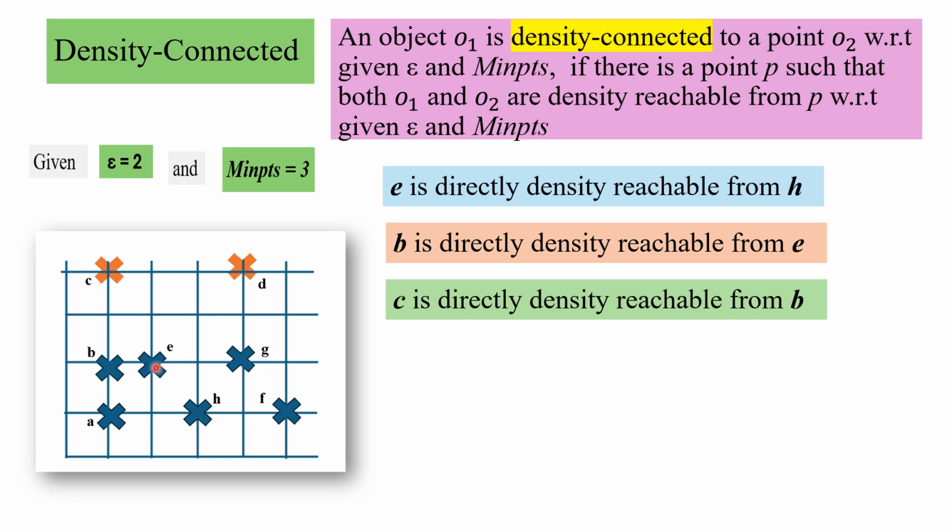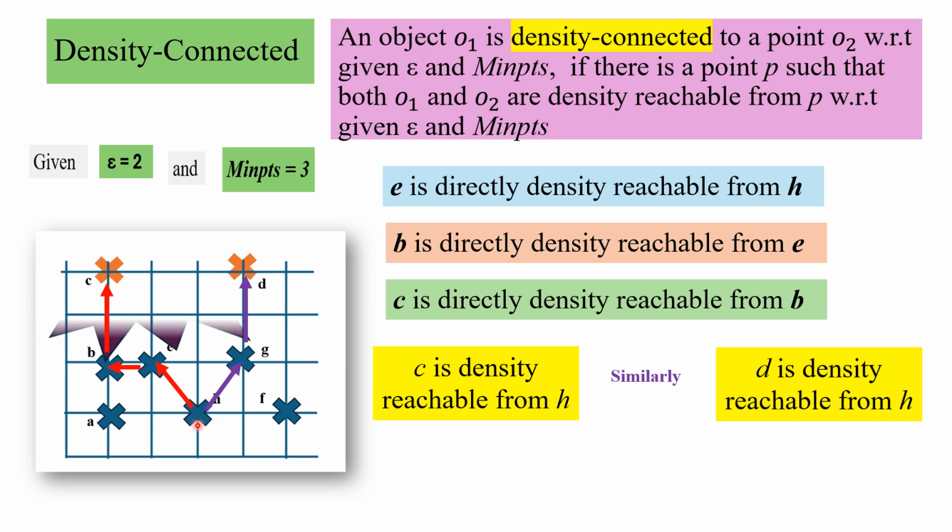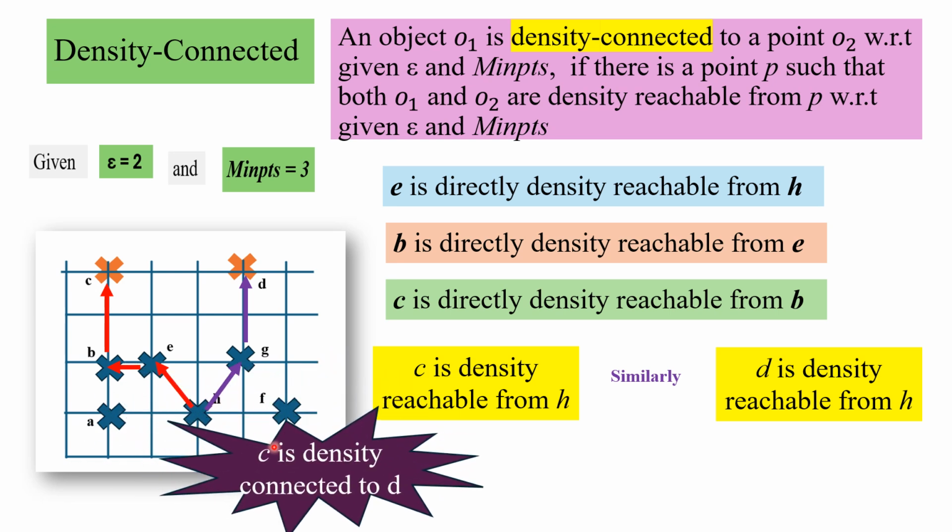points in the neighborhood. And C is directly density reachable from B. H to E to B to C. See, this is the path. So C is density reachable from H. We needed a path. Similarly, we can see another path here from H to G and G to D. Right? D is density reachable from H. So this is what we wanted, two points density reachable from one point. So C is density connected to D.